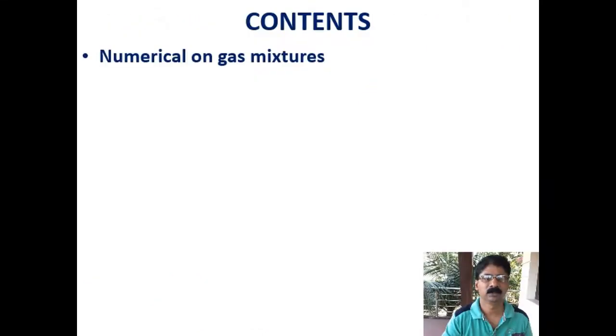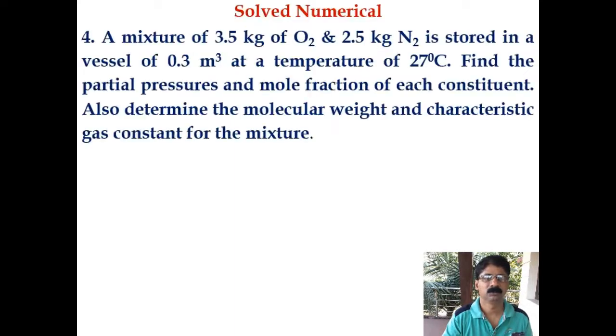So we'll continue with the numerical on the gas mixtures. Let us solve this problem. A mixture of 3.5 kg of O2 plus 2.5 kg of N2 is stored in a vessel of 0.3 meter cube at a temperature of 27 degrees Celsius. Find the partial pressures and mole fraction of each constituent. Also determine the molecular weight and characteristic gas constant for the mixture. It is almost a similar problem to the one solved in the previous lecture. Let us solve this.